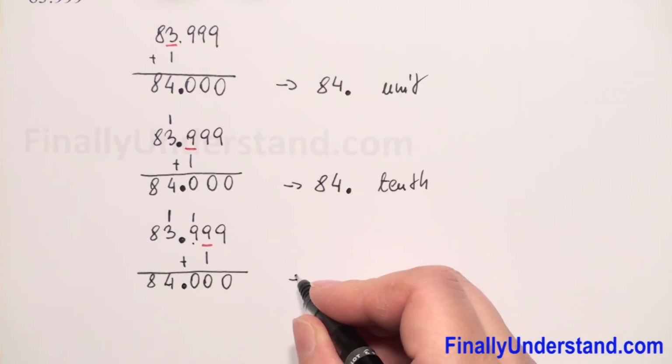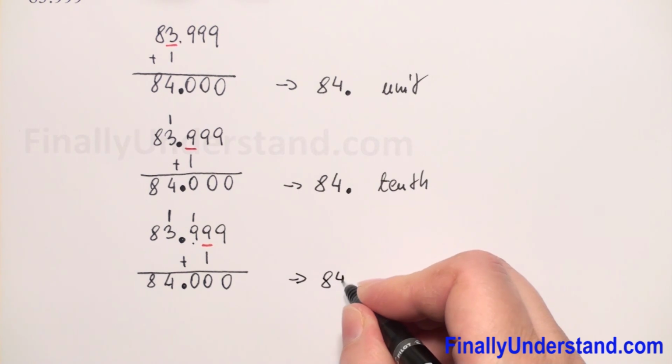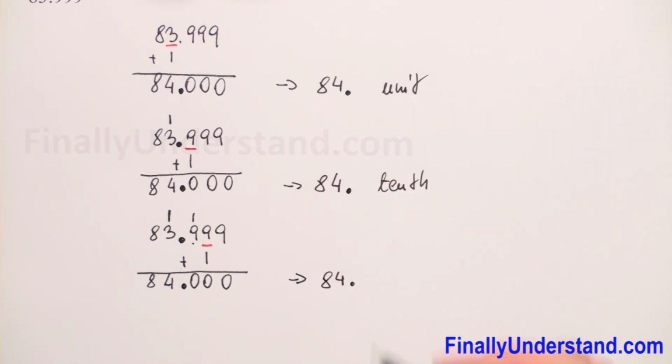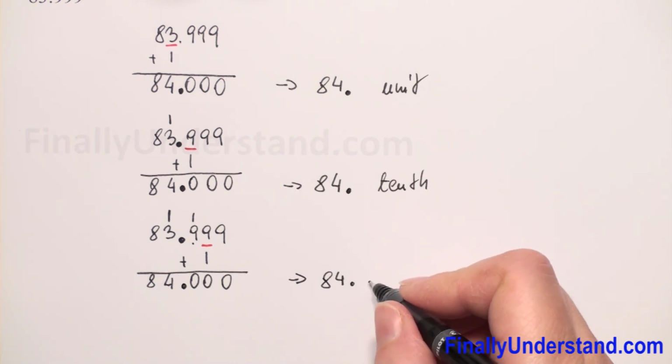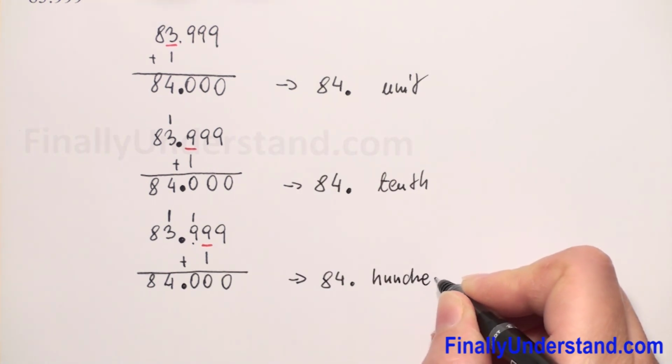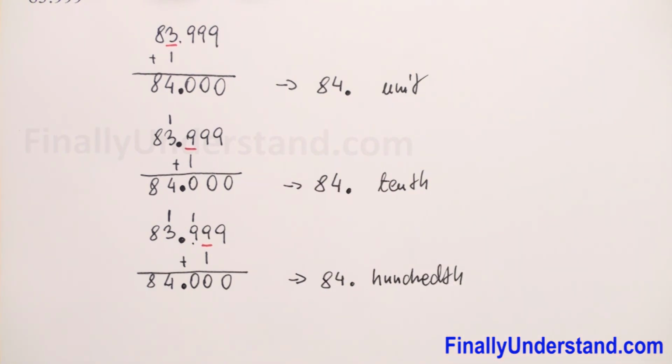So we got 84, and we can write the decimal point. This was rounding to the nearest hundredth. This is my solution.